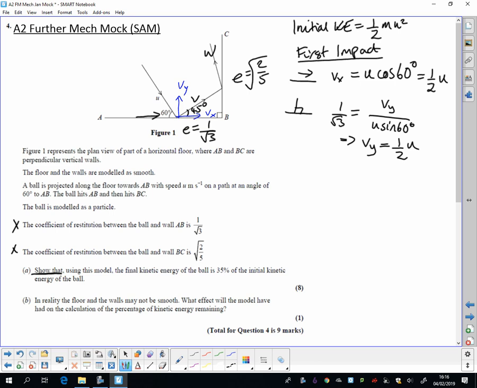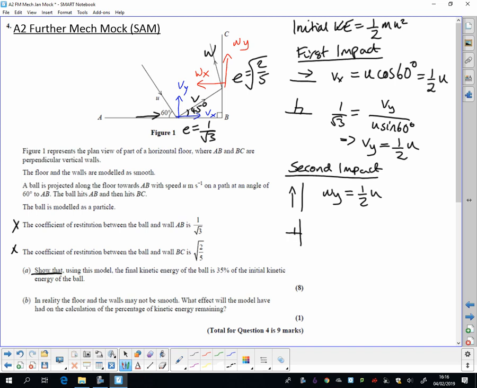Right, so now we've got our particle travelling. It's then going to hit the other wall. Again, I'm going to split this into two components: going parallel to the wall, and going perpendicular to the wall. Remember now, parallel to the wall is that way, so there's going to be no change in this direction, so that means Wy is going to be a half u.